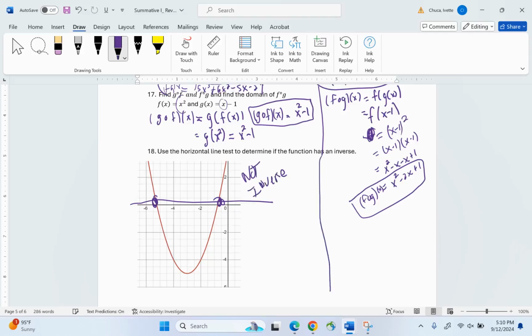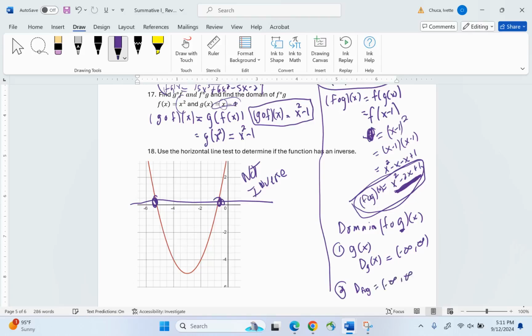Now, something I forgot for this over here was the domain of f of g. First, you need to determine the domain of the inside function, which is g. Notice g is x minus 1, so the domain of g is just negative infinity to positive infinity. And then we find the domain of the composition. So the domain of f of g is going to be, notice here that we have x squared minus 2x plus 1. There are no fractions, no square roots or logarithms. So that means this is also going to be negative infinity to positive infinity.